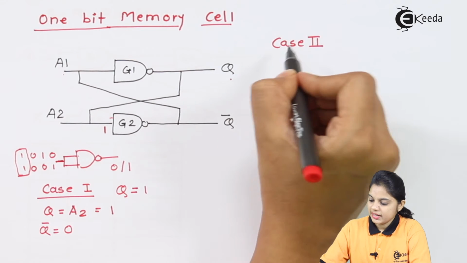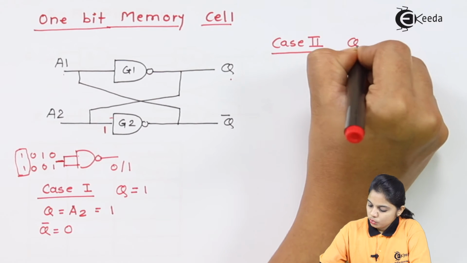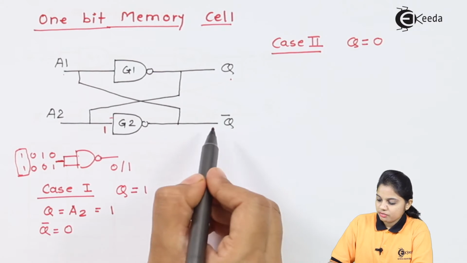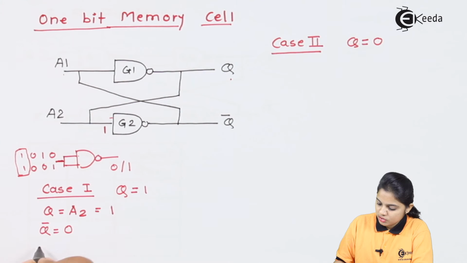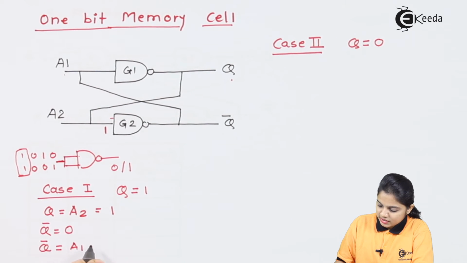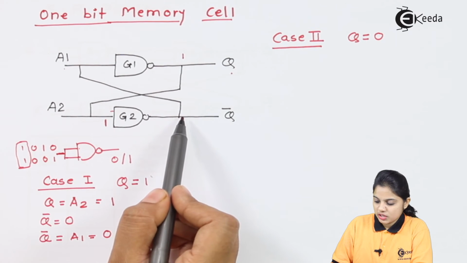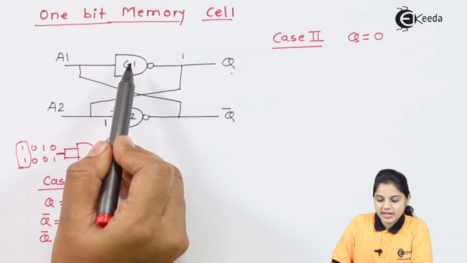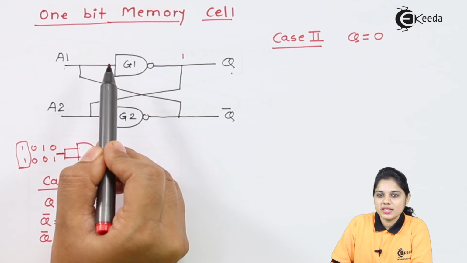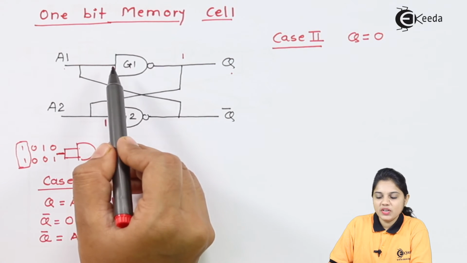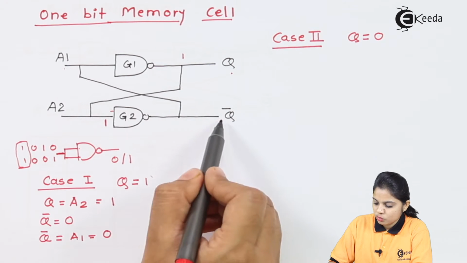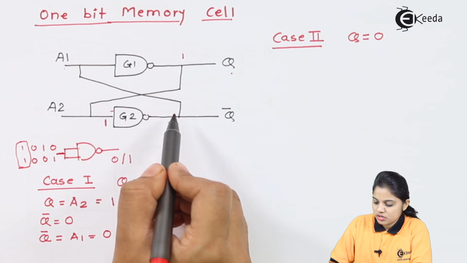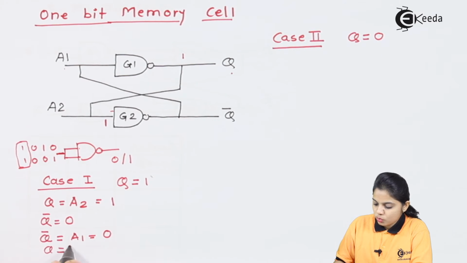Now let's look at the second case. Before that, we have got Q bar equal to 0. This Q bar is nothing but an input to G1, that is Q bar is equal to A1, the input of the first NAND gate, which is equal to 0. If Q bar is equal to 0 and is applied as an input to the first NAND gate, then 0 multiplied with 0 gives 0, but since it is a NAND gate, it will invert the output and your output will be 1. So here it is proved that for Q equal to 1, Q bar is 0. And if Q bar is equal to 0, Q will remain equal to 1.